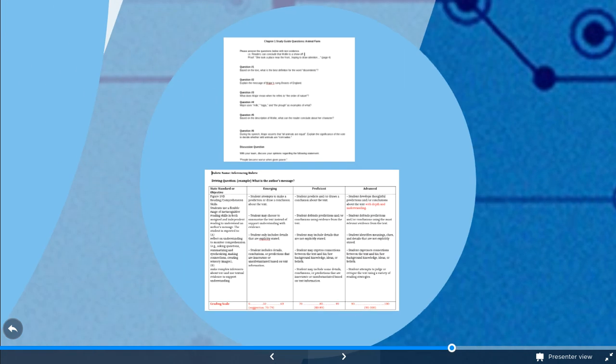This is also the form that we use, the rubric that we use to assess inferencing, and some of the guided reading questions that were used in my classroom.